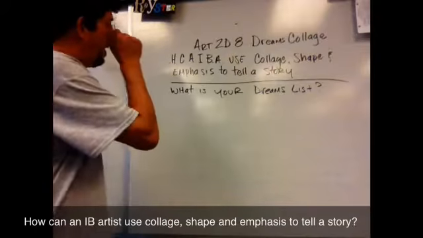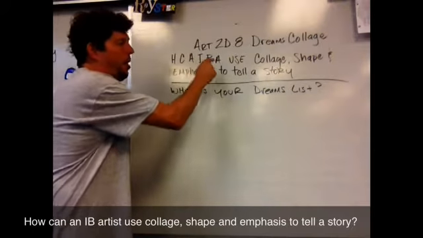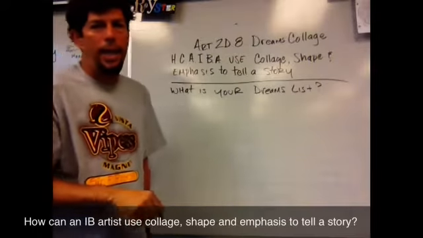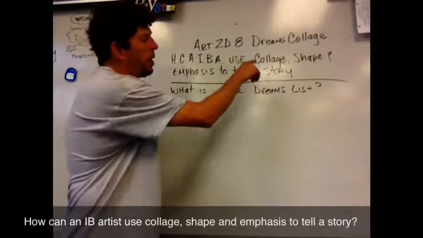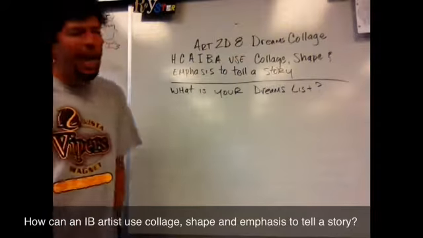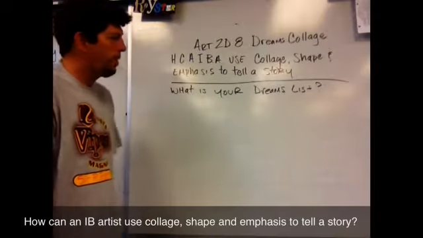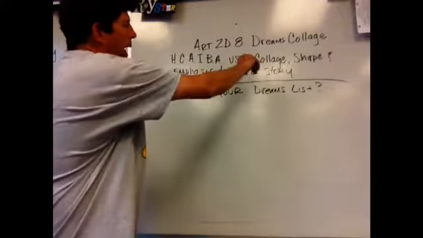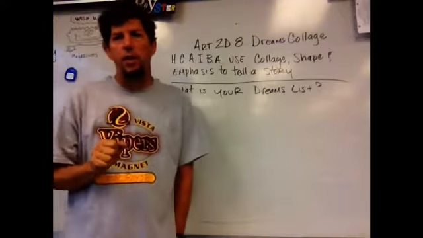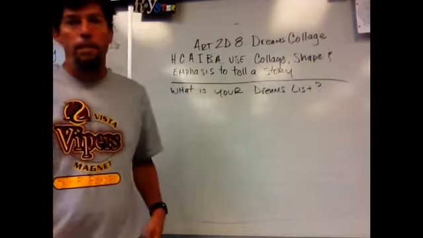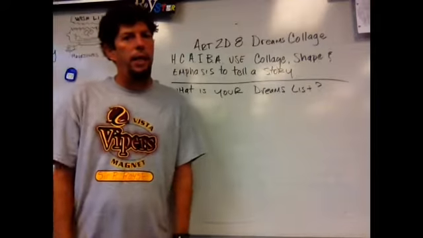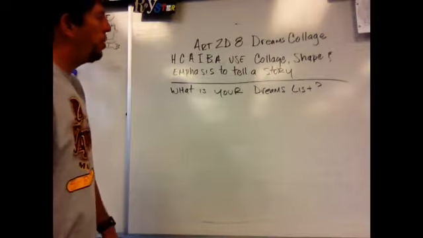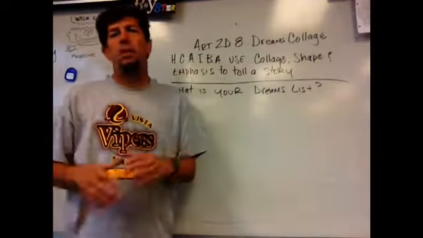And our GQ is this: how can an IB artist, so whenever you see this HCAIBA, how can an IB artist use collage, shape, and emphasis to tell a story? Those are also our language objectives: collage, shape, and emphasis, to understand those at a greater level. Okay, we're going to build upon knowledge that we've already acquired over the course of the last 2 years. And so what you're going to be doing is building a dreams collage.